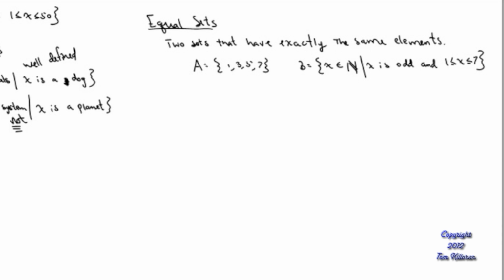My suggestion: when one is given to you in set builder notation, change it right into roster form. Then it becomes kind of obvious what the answer is. So what are the odd numbers between 1 and 7 inclusively? 1, 3, 5, and 7. This is identical to this. They are equal. So we can say that A is equal to B because there's actually two things going on. They have the same number of elements, both of them have 4, and they have the exact same elements, 1, 3, 5, and 7.